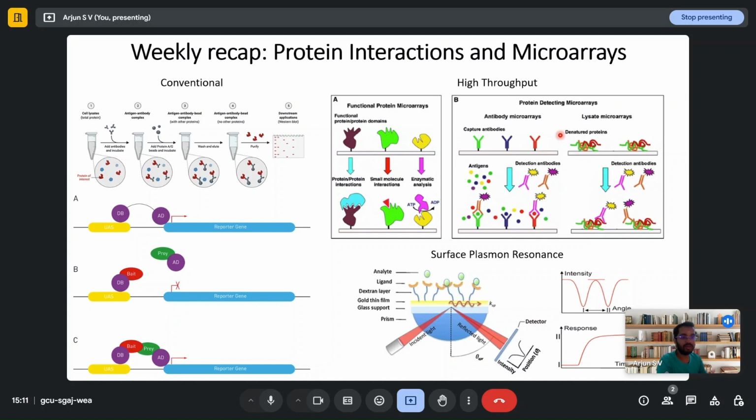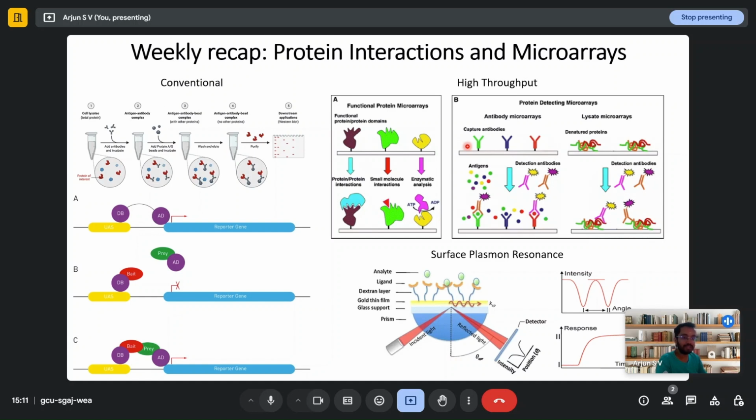They are also used to analyze or visualize the protein of interest in multiple samples, more than 100 or 500 samples of interest. You can detect your protein of interest through your microarrays. In microarrays, we saw two different types: one is abundance based microarrays, and one is functional based microarrays.